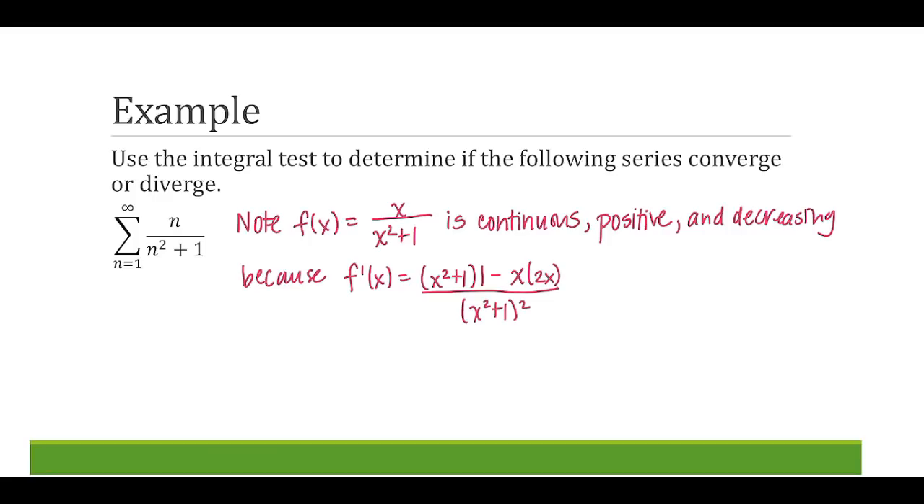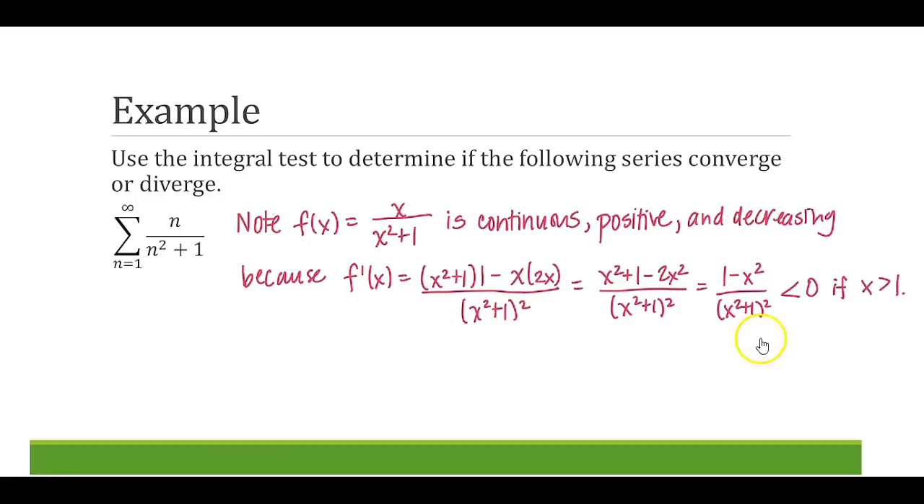So x squared plus 1 squared, well that's equal to x squared plus 1 minus 2x squared over x squared plus 1 squared, and that's 1 minus x squared over x squared plus 1 squared. So we have to justify that the derivative is going to be negative, so less than 0, if our x values are greater than 1. So it's eventually decreasing because right at 1 it's equal to 0.